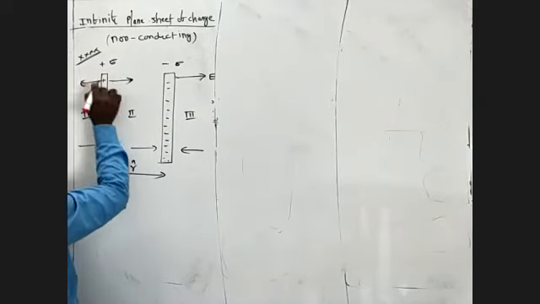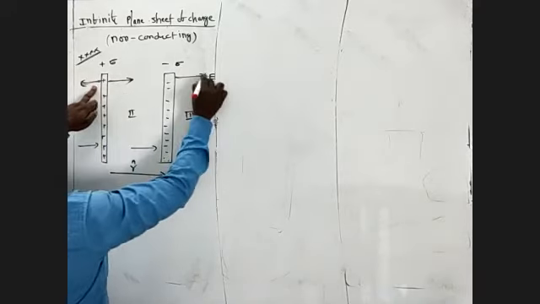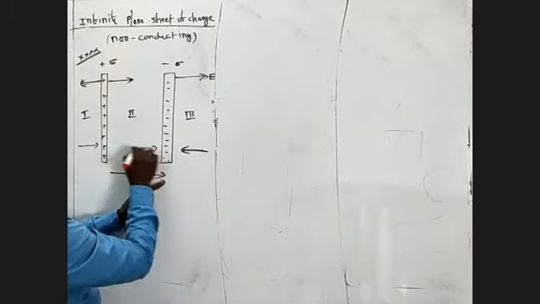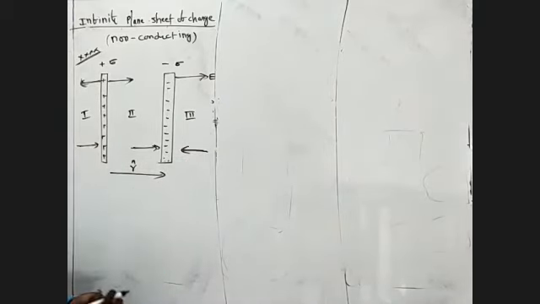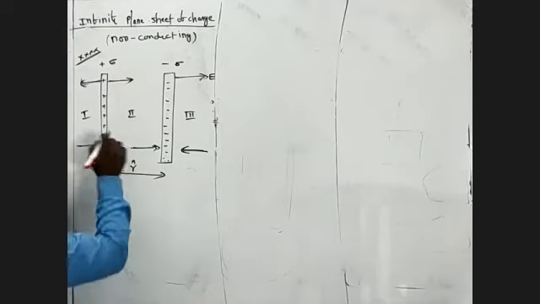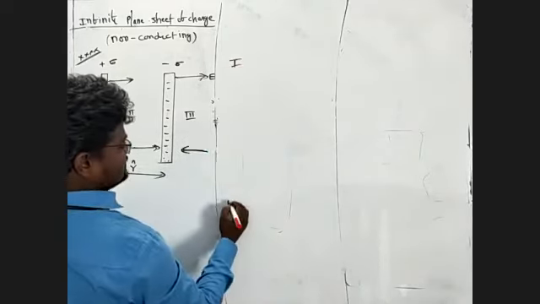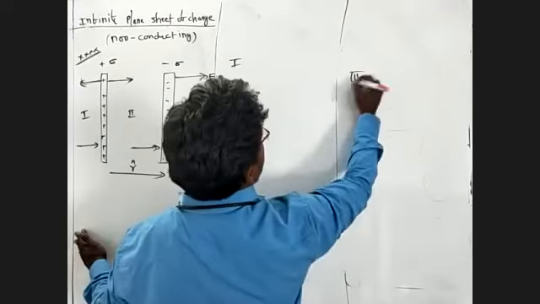This is a positive plate. The direction of electric field is away from the plate. This is a negative plate. The direction of electric field is towards the plate. Now, this is 1 and 2. This is the positive electric field. This is the negative electric field. You see, both are in the first region, second region, third region. We are going to calculate.